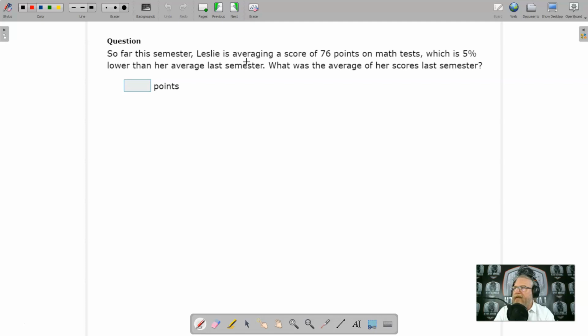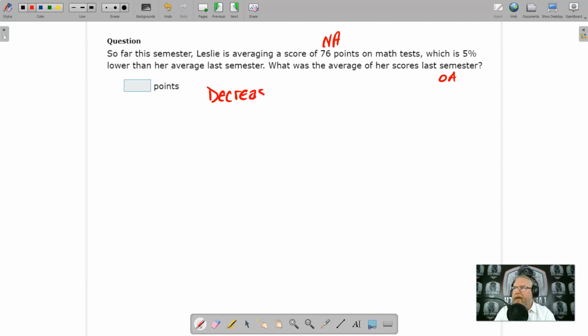So far this semester, Leslie is averaging a score of 76 points on math tests, which is 5% lower than her average last semester. What was the average of her scores last semester? So let's see. She's getting 76% now. This is the new amount. And we want to know the old amount. So what was the average of her scores last semester? This is the old amount here. And 5% less. The new amount is 5% lower than her average last semester. So she's actually getting lower grades. So this is a decrease situation, right?